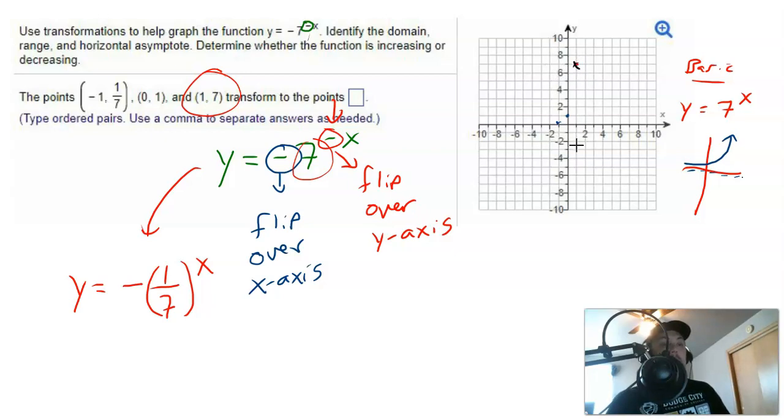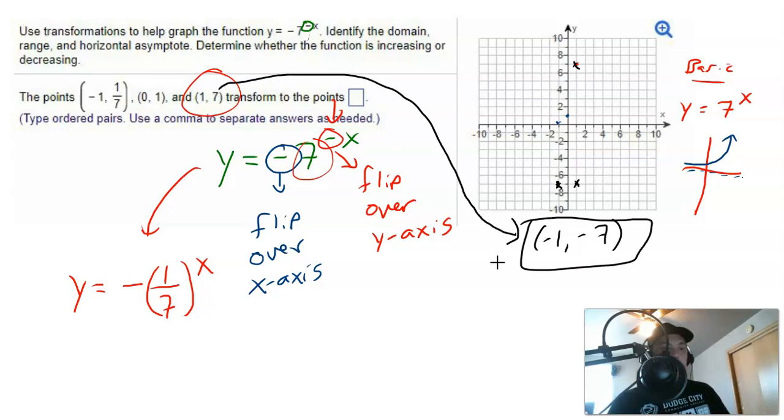If we flip it over the x-axis, this point gets flipped over the x-axis and it will be at 1, -7. But then we also want to flip it over the y-axis. So if I flip this point here over the y-axis as well, it ends up here at -1, -7. So this point that starts at 1, after you do the transformations, it will end up at -1, -7. And so that point needs to get typed into that box.